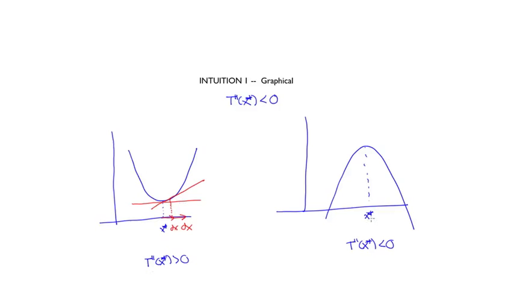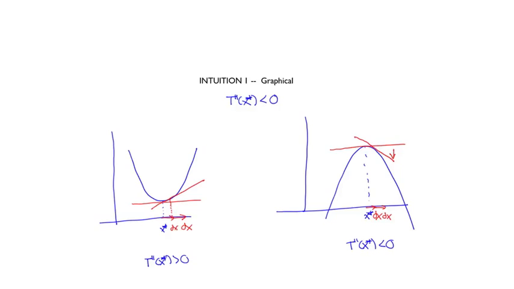In contrast, see what happens if you try to play the same game at x star in the figure on the right. As before, the first order conditions are satisfied, so the slope is 0 at x star. But if you try to move to the right, let's say by delta x, because the second derivative is now less than 0, the slope actually goes down and becomes negative. Therefore, if you try to move a further delta x, the value of the function goes down.